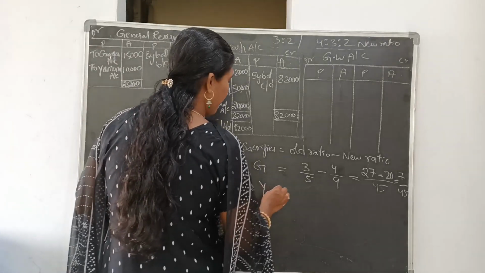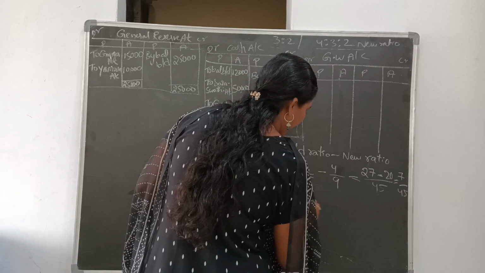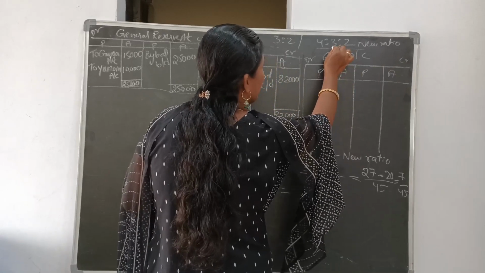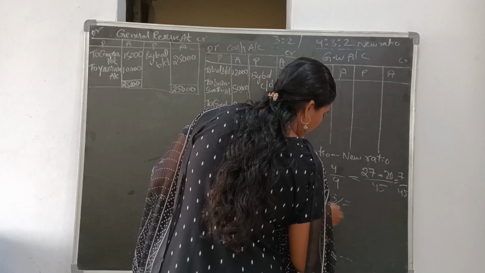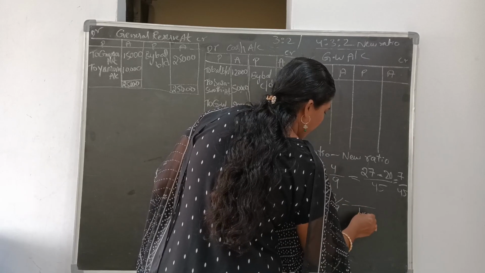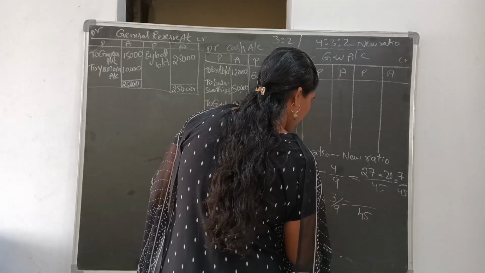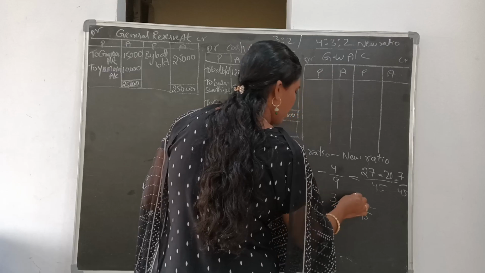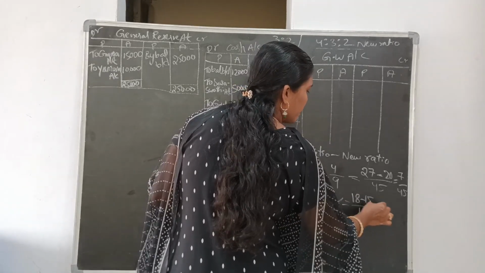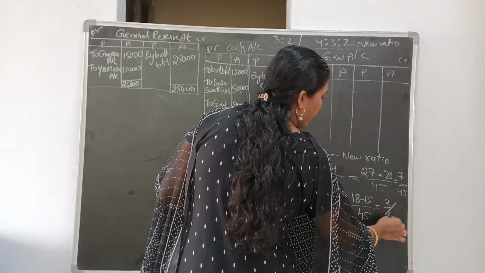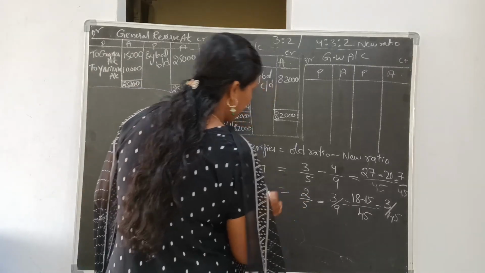And now find out Yamuna. So what is the old ratio? 2/5 minus new ratio is 3/9. So 45, 9 twos are 18, 5 threes are 15. So 3 by 45. So 3 by 45 is Yamuna's ratio of sacrifice.